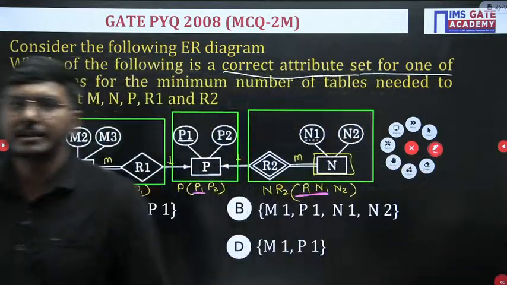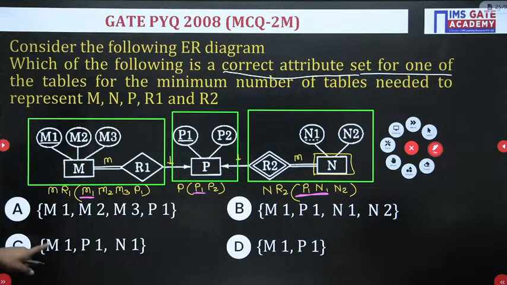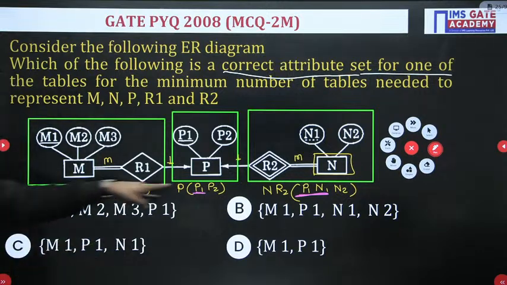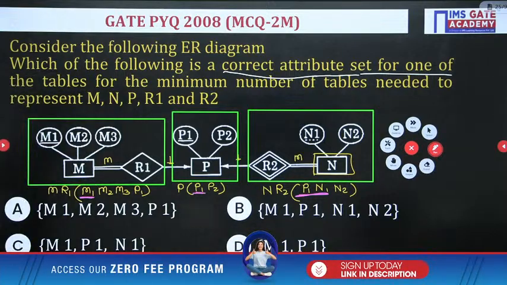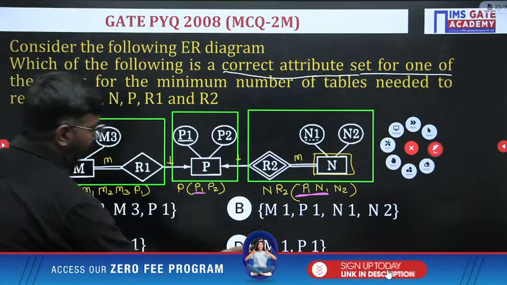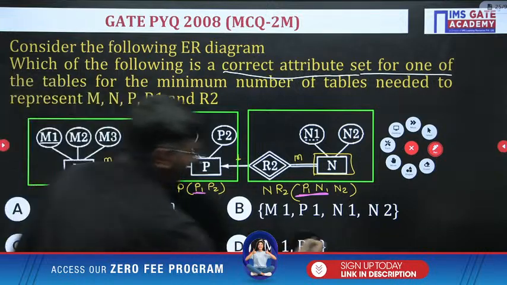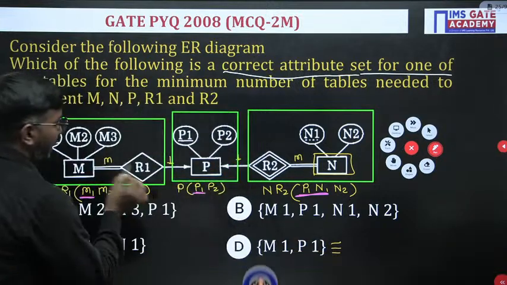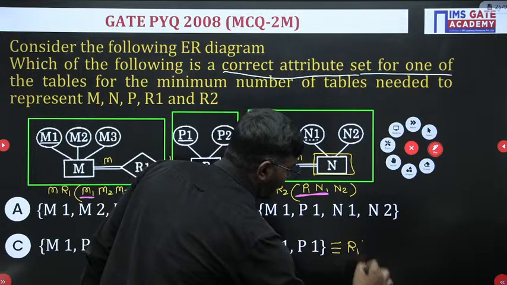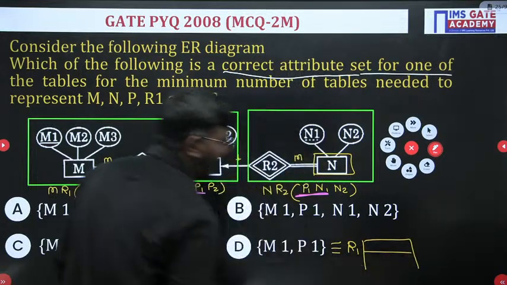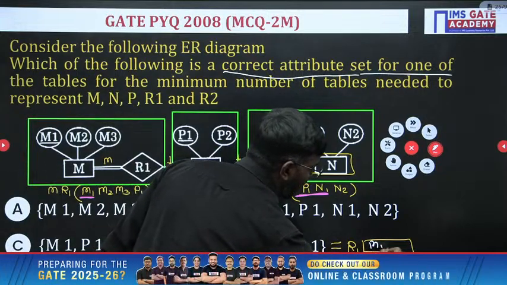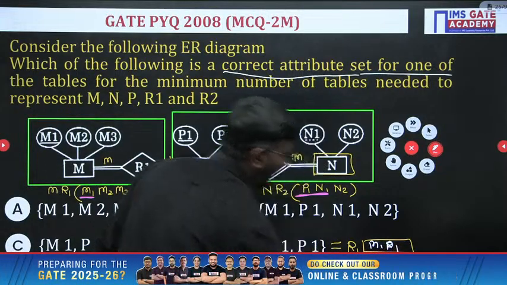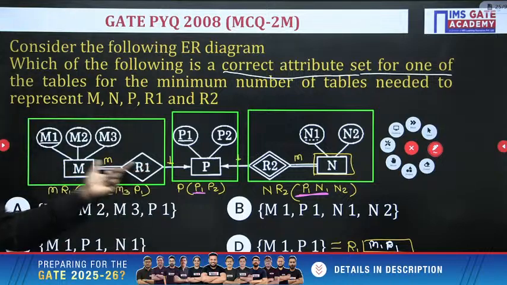Why option D? Prabha, option D says M1, P1, N1. Is it matching with anyone? M1, P1. See here, M1, P1. This is equivalent to R1. R1 table is having this relationship. R1 is having the attributes M1 and P1.